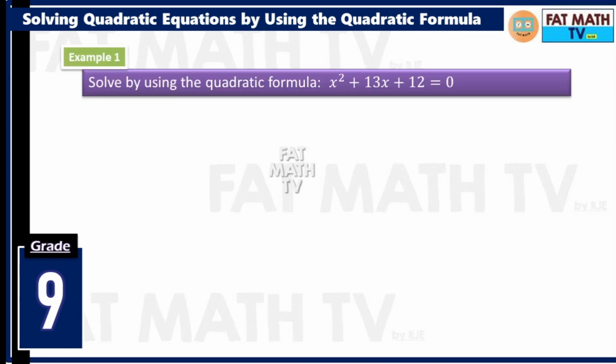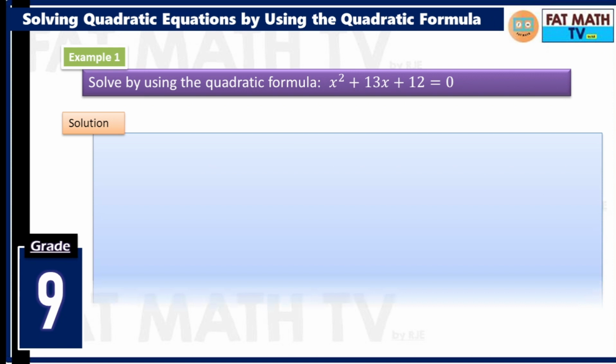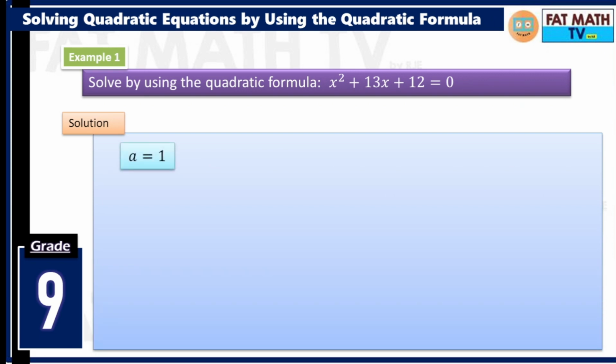Example number 1. Solve by using the quadratic formula. X squared plus 13x plus 12 equals 0. As you can see here, the quadratic equation is already written in standard form where a is positive 1, that's the coefficient of x squared here. B is positive 13, that's the coefficient of x, and c is the constant term, which is positive 12. And then you just put that in the formula.